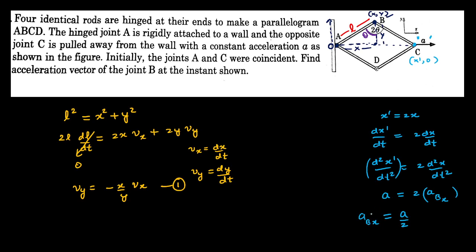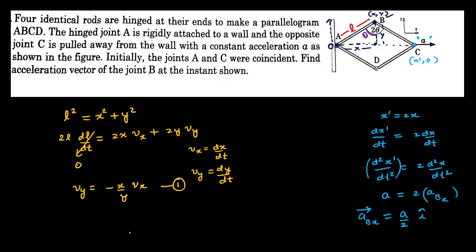In vector format, the acceleration of the point B along the x-axis is A by 2 times i cap. We already got this one. Now what is left? We need to find the acceleration of the point B along the y direction. For that, we already have equation 1, and we have to differentiate it further. I'm going to take it to the next slide. We can observe the velocity along the y direction is given by minus x by y times the velocity along the x direction. That's what we got from equation 1.